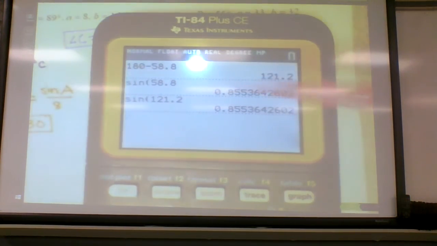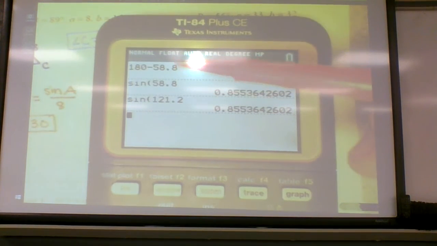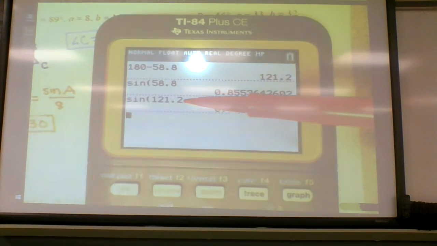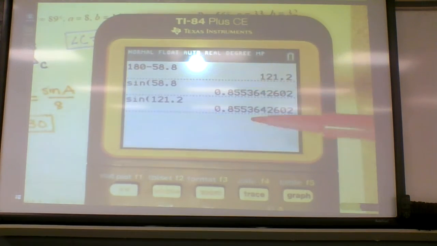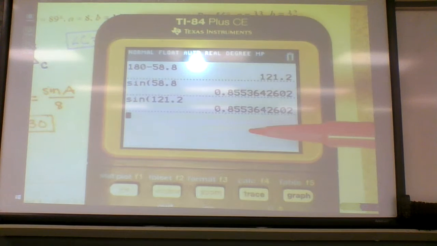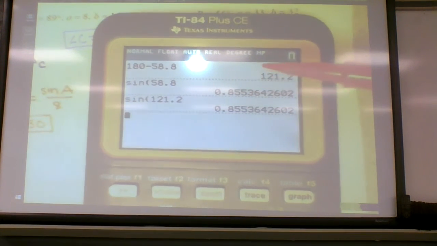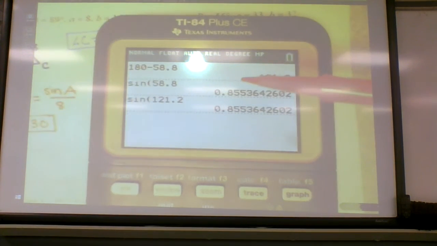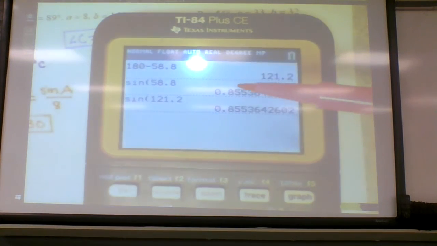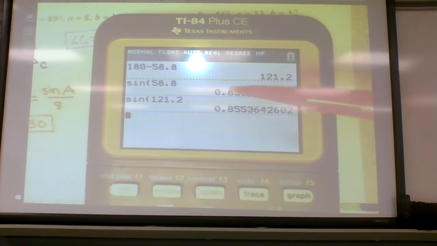And I just typed in the sine of both of those angles. The sine of 58.8 and the sine of 121.2, and look at what I got. I got the exact same values. That's why there's a second triangle. One of them essentially is the Q1 version, right? And one's the Q2 version. But because they're sine, they're both the same value in Q1 and Q2.